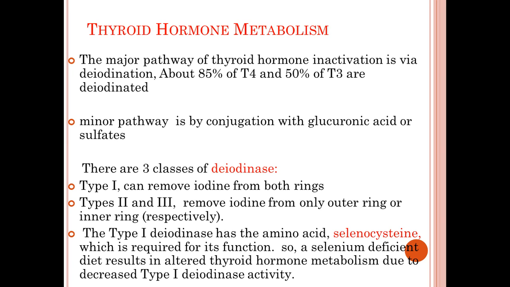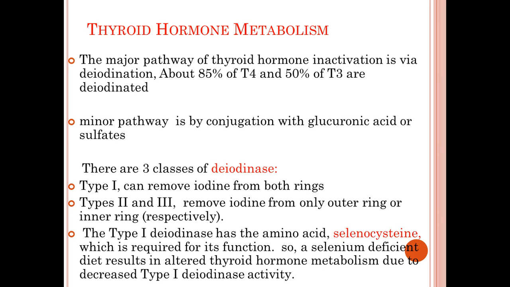Type 1 has a specificity: it requires the amino acid selenocysteine. So if we have a deficiency in selenium in the body or in the diet, thyroid hormone metabolism may be impaired, and the reason is that type 1 deiodinase activity will be affected.